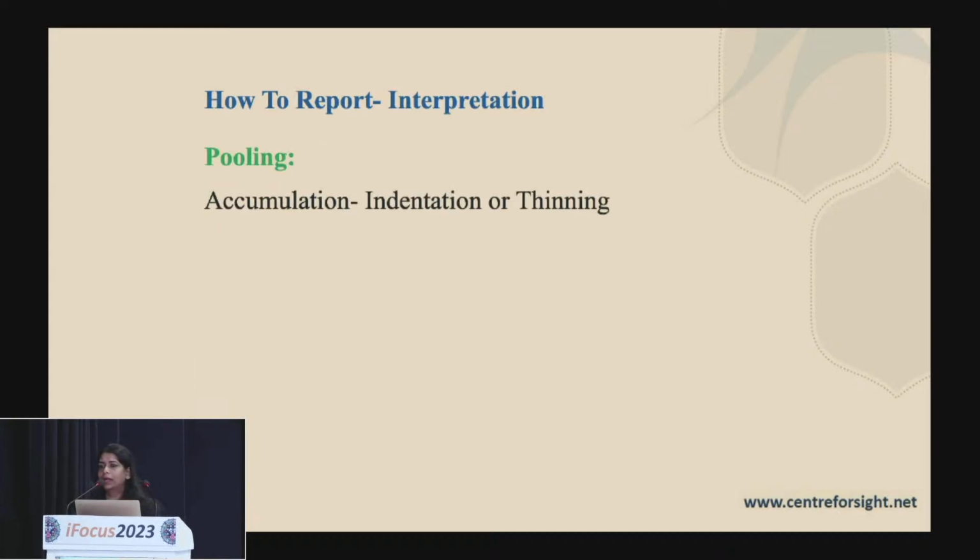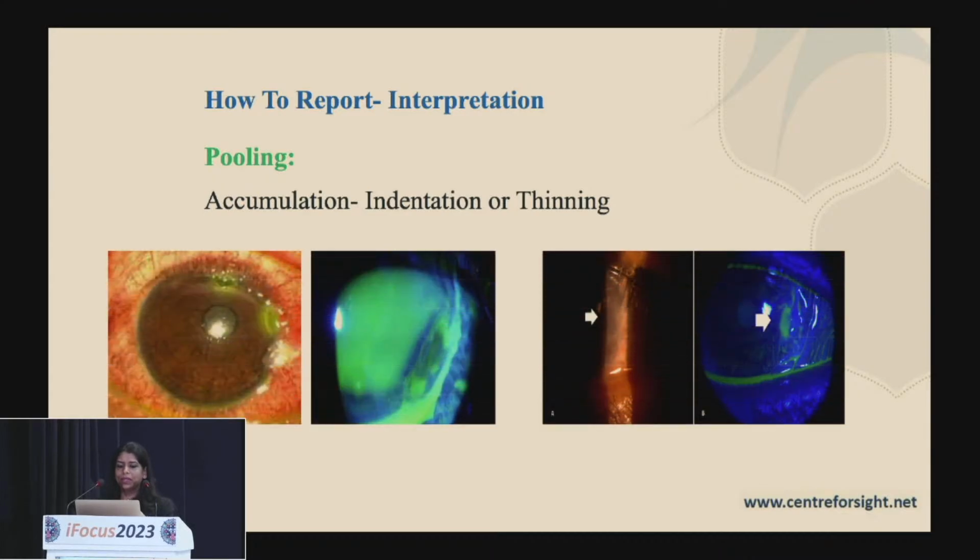Now, the second reporting is the pooling of dye. It happens when there's an accumulation of dye because of indentation and thinning, right? So when can it pool? Very common you will see. Dellen, right? The picture is a Dellen picture, and you can see the pooling of dye.